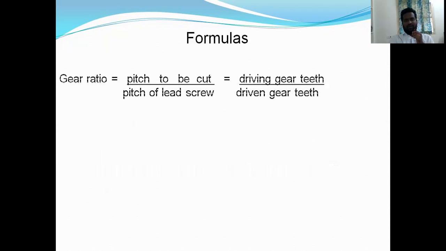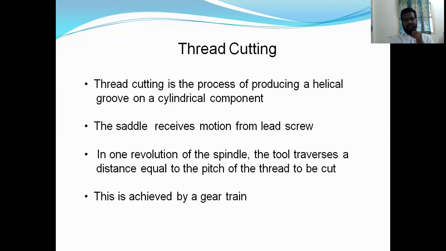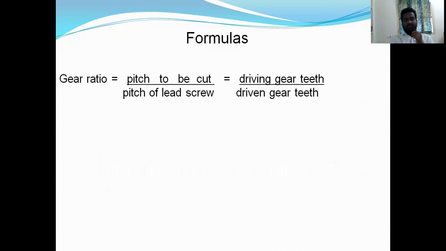So this can be calculated by a mathematical formula. Here the gear ratio is important for moving the spindle one revolution very slowly. Gear ratio is equal to pitch to be cut divided by pitch of lead screw, that is equal to driving gear teeth divided by driven gear teeth. Gear ratio is nothing but the pitch to be cut divided by the pitch of the lead screw, and how many teeth the driving gear has by how many teeth the driven gear has.